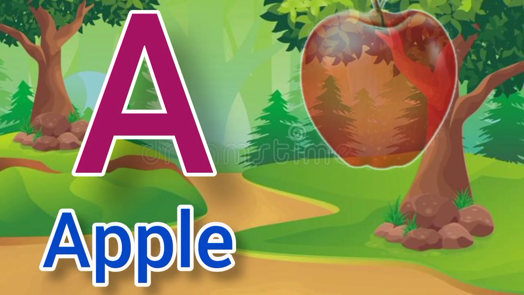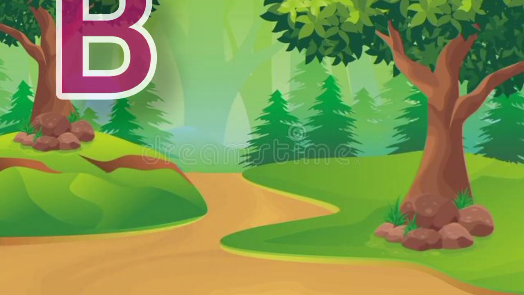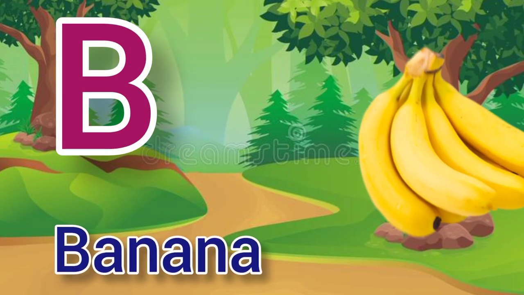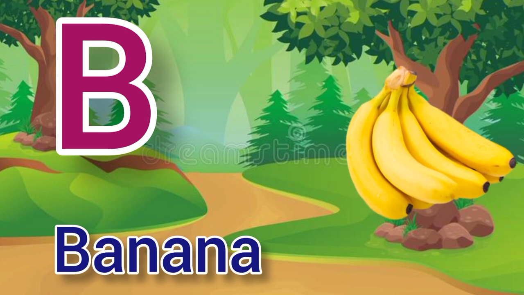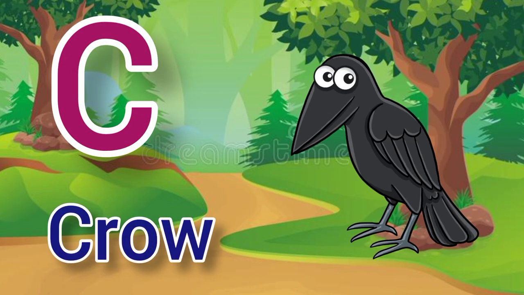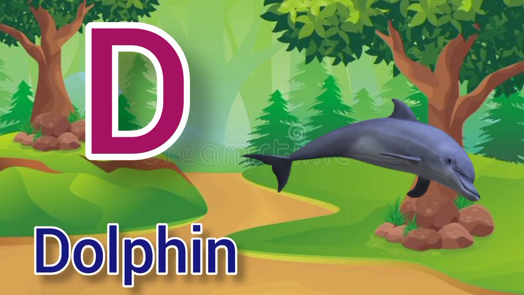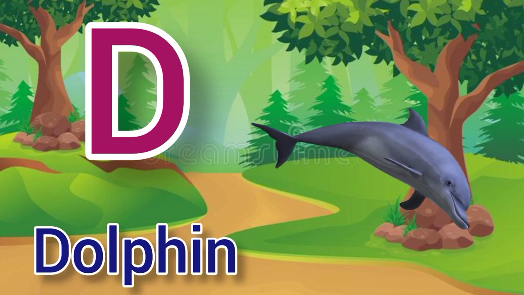A for apple. Apple means seb. B. B for banana. Banana means kela. C. C for crow. Crow means kawa. D. D for dolphin. Dolphin means dolphin.